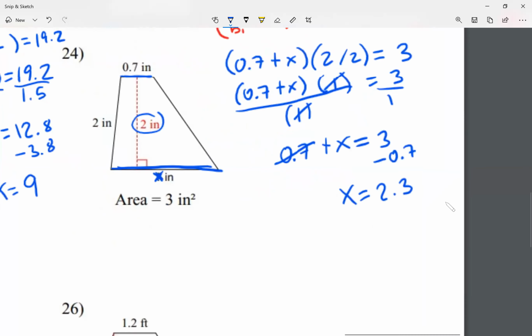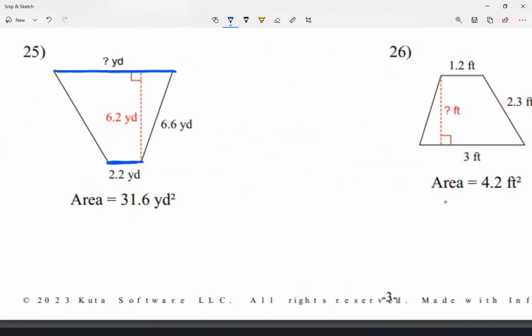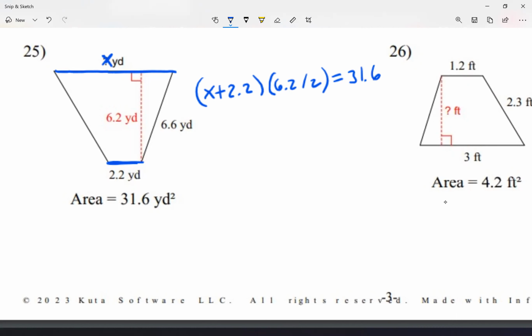Good. Let's take a look at number 25. My bases again are the two sides that are parallel. One side is x. Again, the question mark, I call it x. So x plus 2.2, I added the two bases, times 6.2 divided by 2. Remember, height divided by 2. This is equal to the area, which is 31.6.